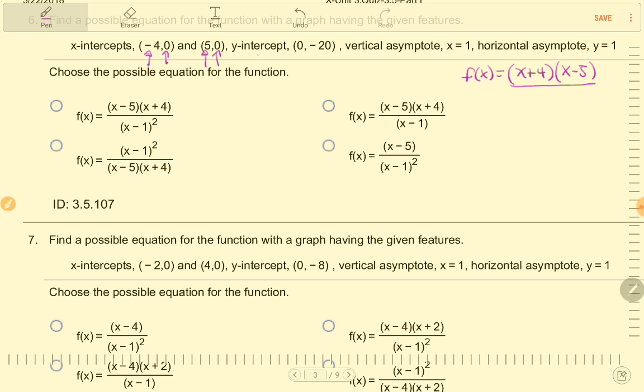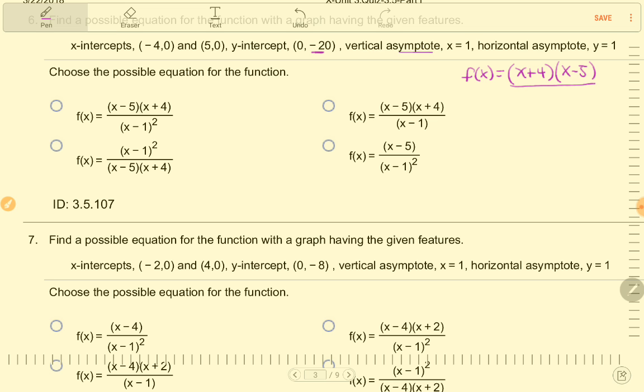Also, we have a y-intercept at -20. So that means that when x is 0, y should become -20. So let's look and see. If I plug in 0 for x here with what I've started, then I'll have 4 times -5, which is -20. So that's a possibility. Seems like we're on the right track so far, but let's see what's happening with the denominator.